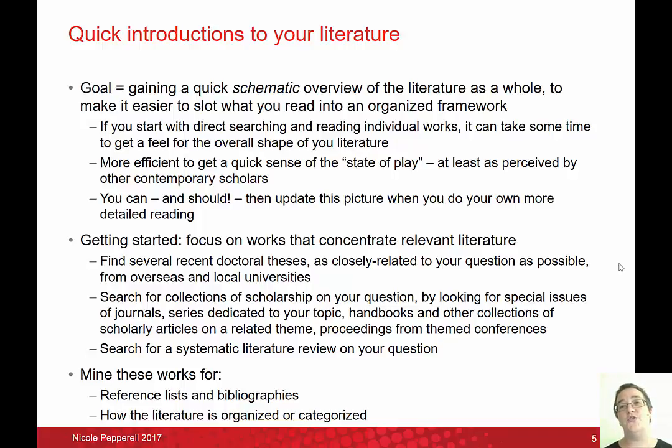So the goal here is to find at least a half dozen, maybe a few more, comprehensive literature reviews, where you will read the reviews of your literature first, and then you will use those to help you leverage into your own reading list for the literature itself. So your goal here is to gain a quick schematic overview of the literature as a whole, so that when you start reading individual works, it is easier for you to slot those works into the overall organized framework of the literature as a whole entity.